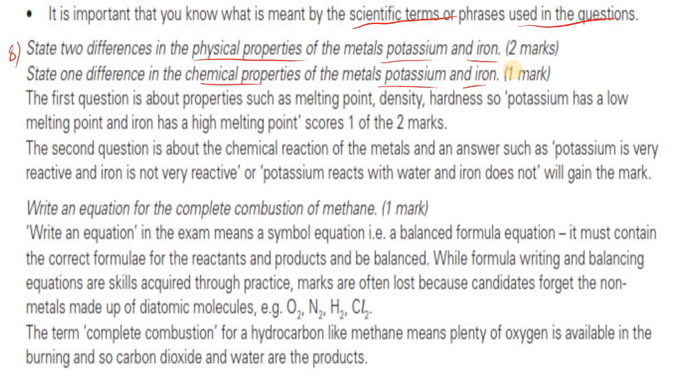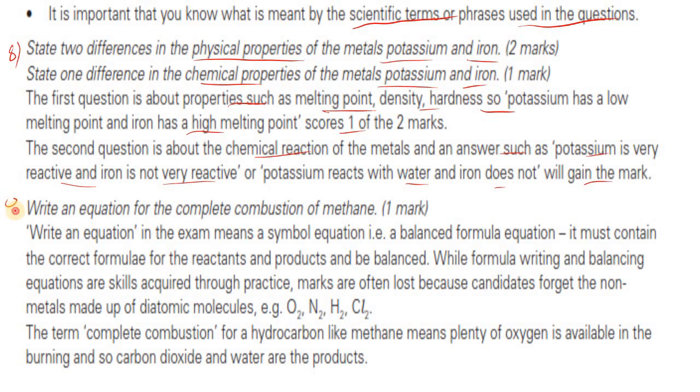So how will you answer? The first question is about properties such as melting point, density, hardness. So potassium has a low melting point and iron has a high melting point, which scores 1 of the 2 marks, right? The second point is about the chemical reactions of the metals, and answers such as potassium is more reactive than iron. Iron is less reactive as compared to potassium. So potassium reacts with water and iron does not, which will gain the mark, right?